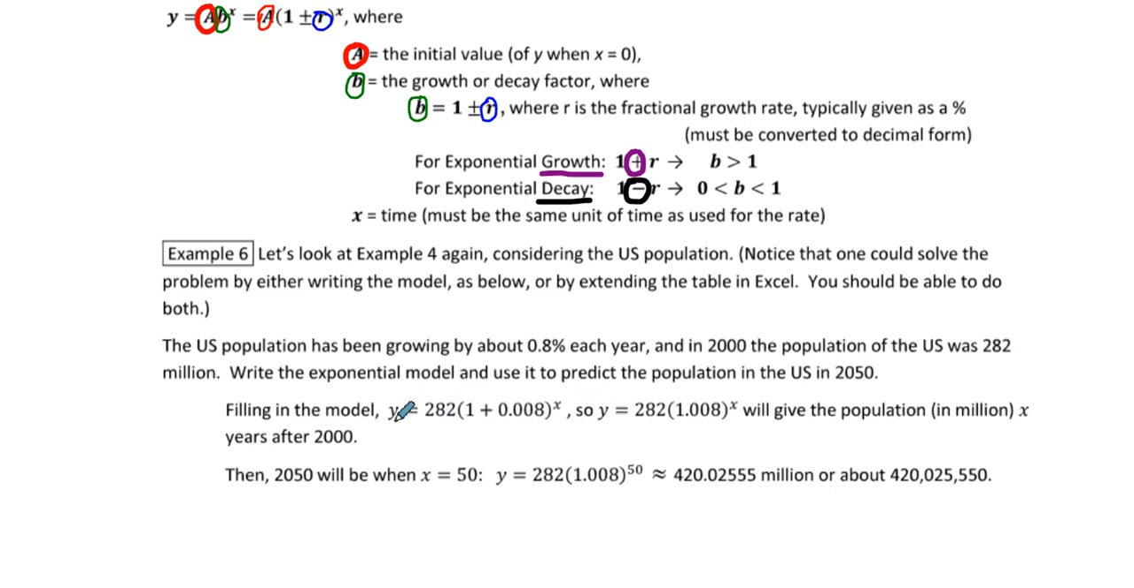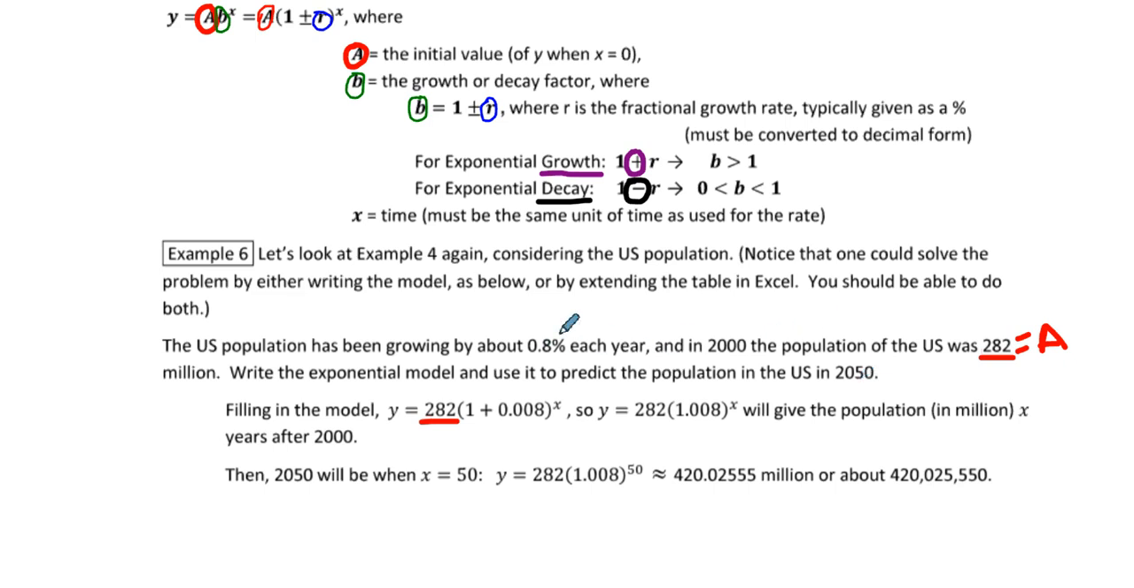So we have our y, there's our output, equals. The A is this 282, so that is the initial quantity. This right here is our value of A, the initial quantity. Now, they didn't describe a growth factor like the population is doubling or growing by a factor of 2.38 or anything like that.